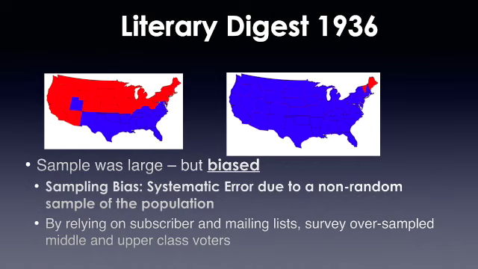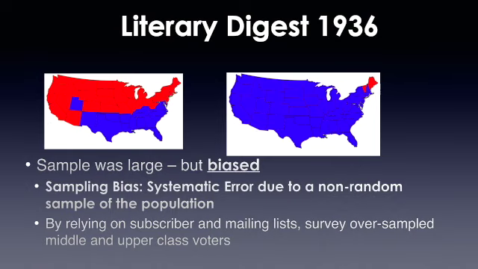Republican Alf Landon in the red was going to win a majority of the states and win the presidency in a landslide. The reality, however, was quite different. The reality is reflected by the graph on the right. You can see FDR basically swept the entire election. So here we had a large sample, but the sample is very biased. The way that we selected the 2.4 million people to survey was not going to reflect the overall electorate. By relying on subscriber and mailing lists, the survey oversampled middle and upper class voters.